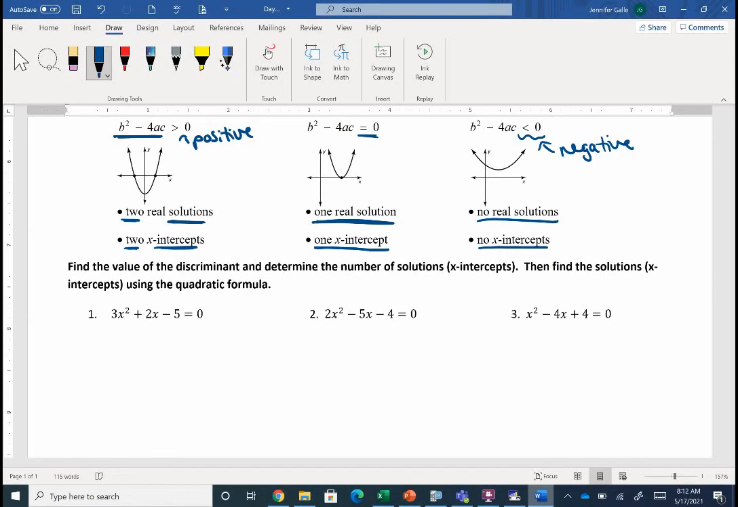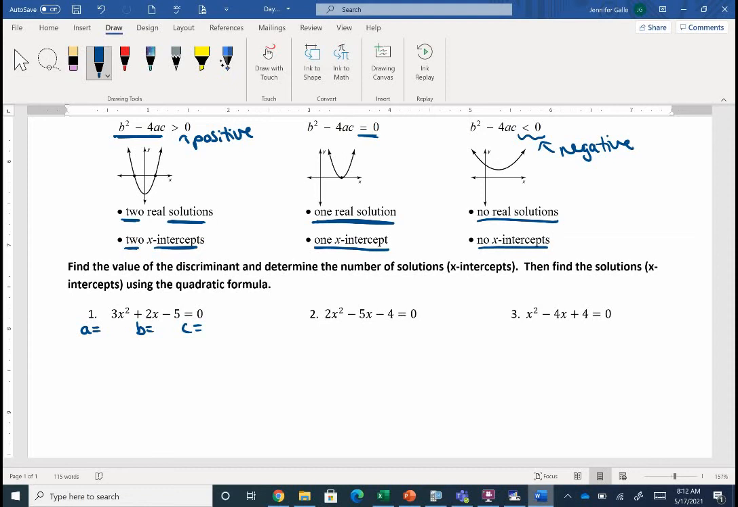No matter how many x-intercepts we have, no matter what the x-intercepts turn out to be, this formula will work for us every time. So the first thing you always want to start with, I like writing this down. I pick out my A, I pick out my B, and I pick out my C. I actually write them down. I don't just keep staring back at the equation to try to pick them out.